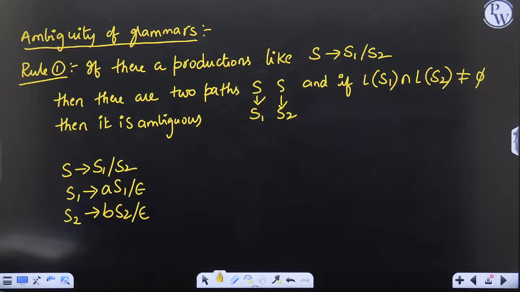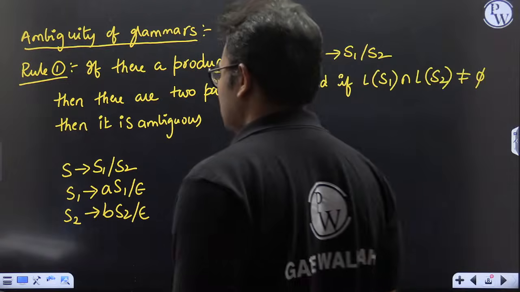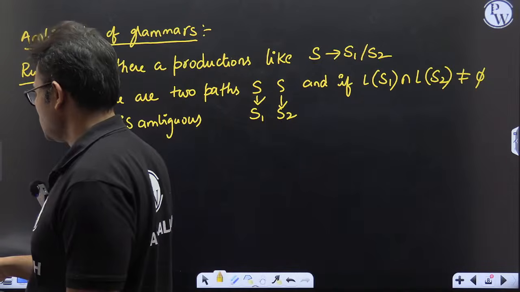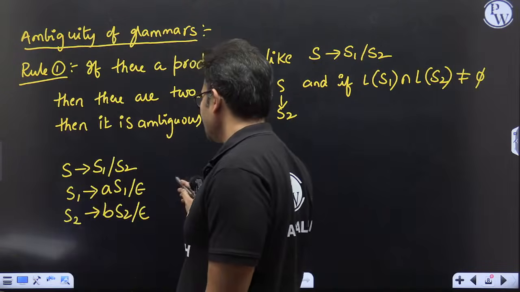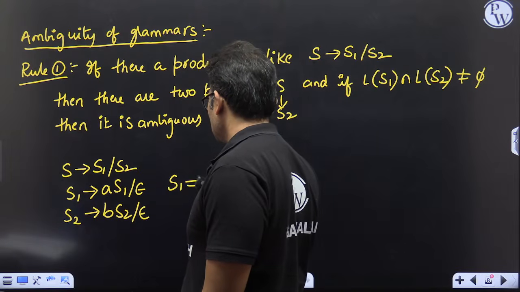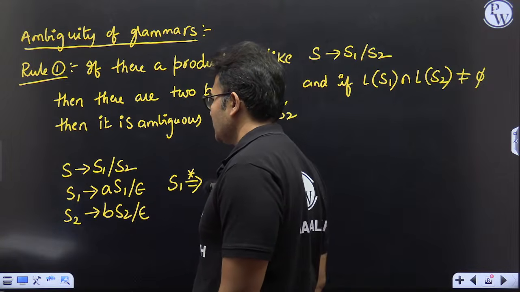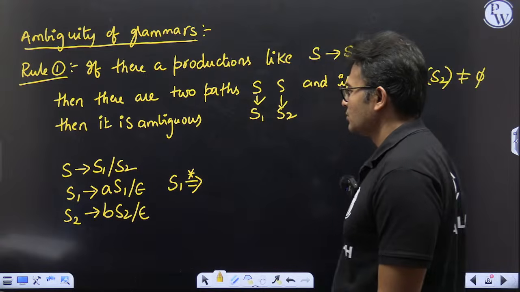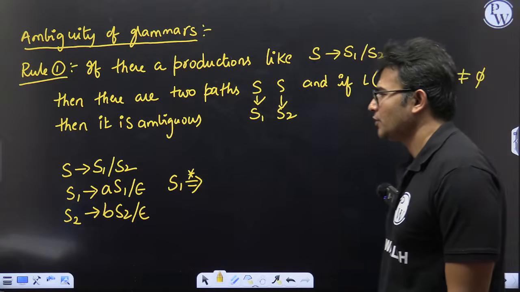Very good, Anish. Grammar is ambiguous, right? So this grammar is ambiguous, right? So tell me, what does S1 derive? What is S1 deriving?